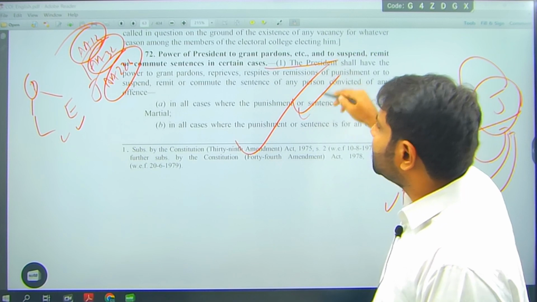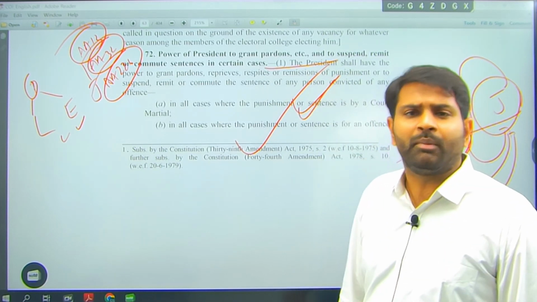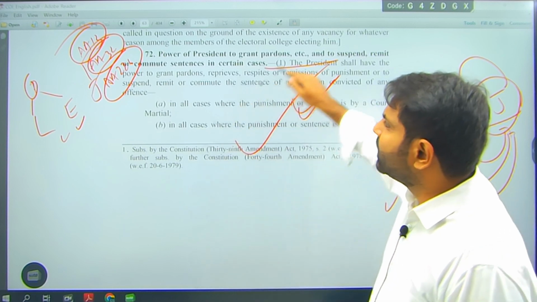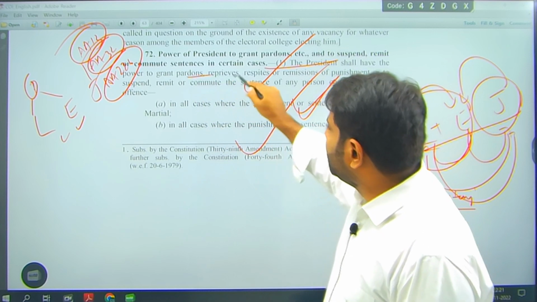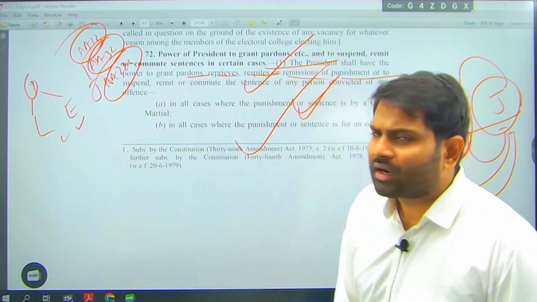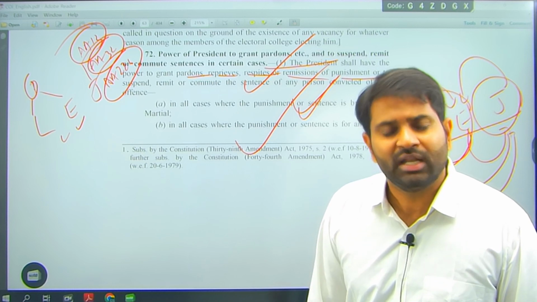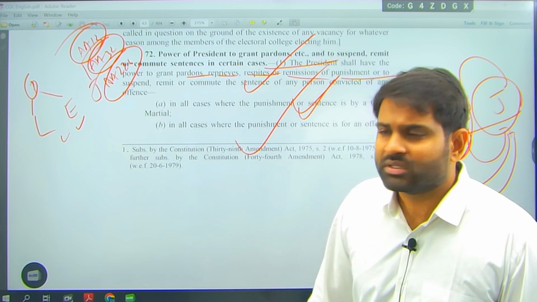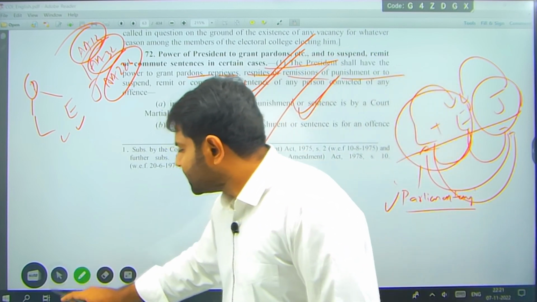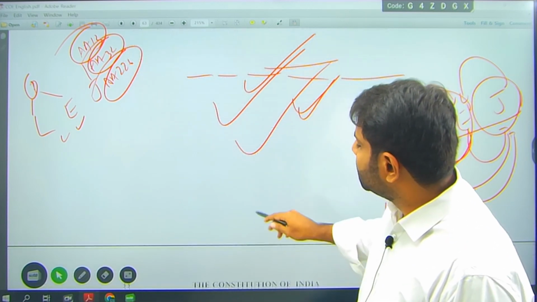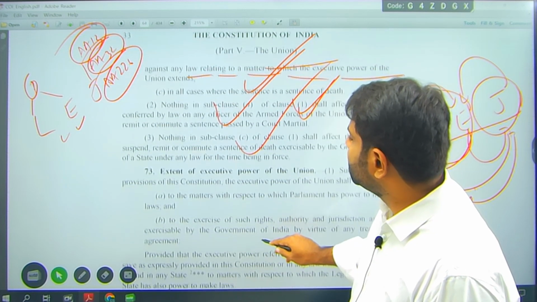Power of the president to grant pardons. When the judiciary is becoming arbitrary and giving convictions and punishments which are arbitrary, then Article 72 will come into picture. Power to grant pardon, reprieve, respite, remission: all these are the methods through which he can suspend the punishment, delay the punishment, change the type of punishment, right? Article 72, power to grant pardons by the president, is to protect us from the arbitrariness of the judiciary.